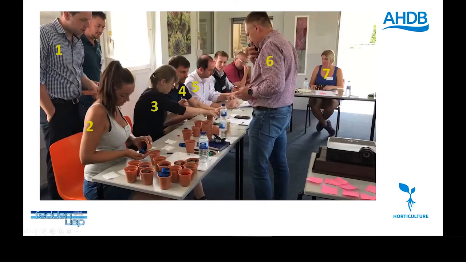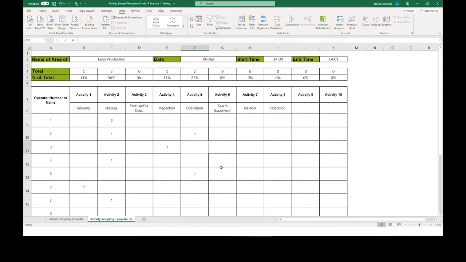Number 3, Alex. She counted a load of stuff, then picked them up. So I'm not sure if that was orientation or pick up, put down. Let's go for pick up, put down.